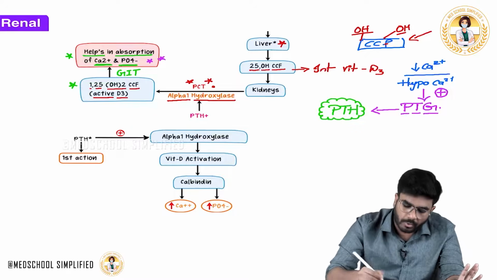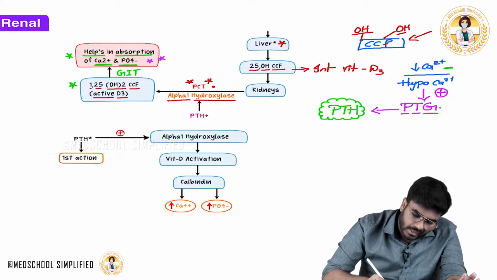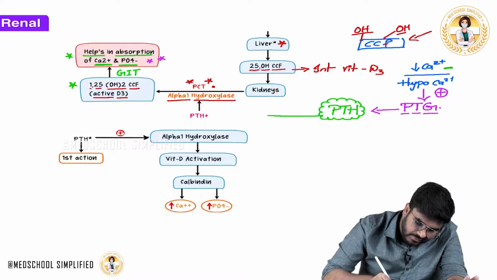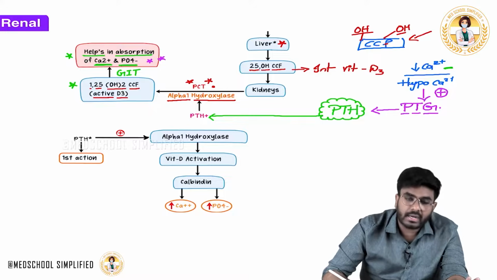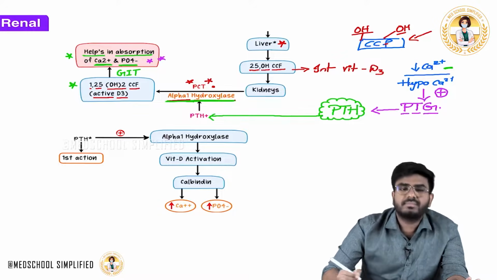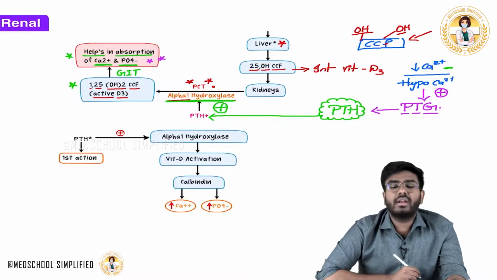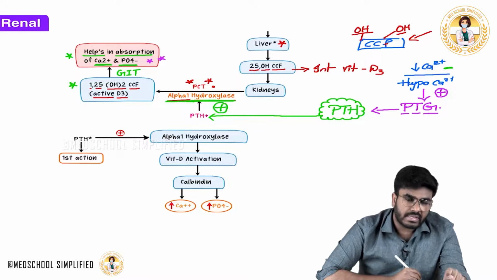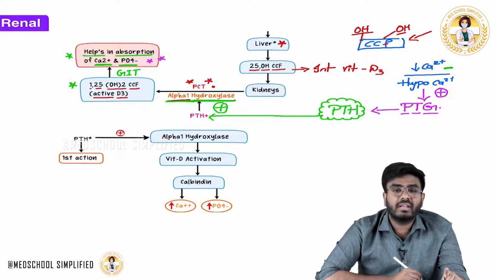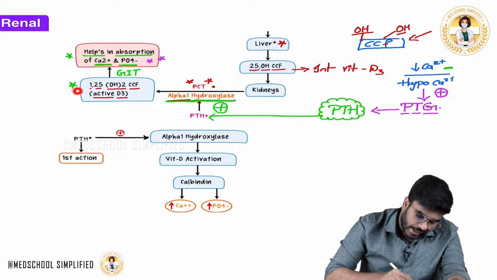Now what should this parathyroid hormone have to do? What is the problem now? The problem is hypocalcemia. Now what we need to do? See, this parathyroid hormone will come via the blood and activate alpha-1 hydroxylase. Now what is alpha-1 hydroxylase doing? Under the influence of parathyroid hormone, it will convert inactive vitamin D into active vitamin D.